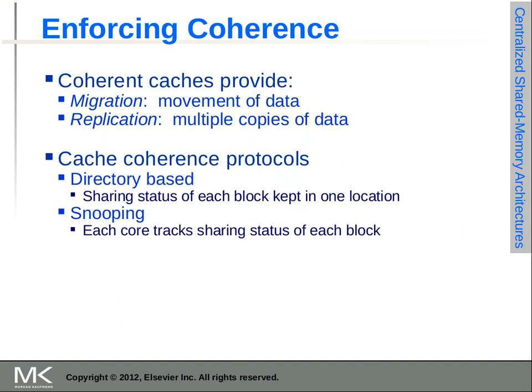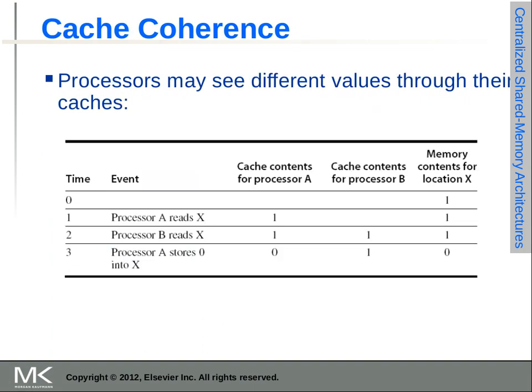Cache coherence protocols, there's 2 of them. Snooping, let's talk about that one first. Each core tracks the sharing status of each block so it knows what the sharing is. For example, at this point, A knows that it owns X because no one else has it, so it can do whatever it wants.